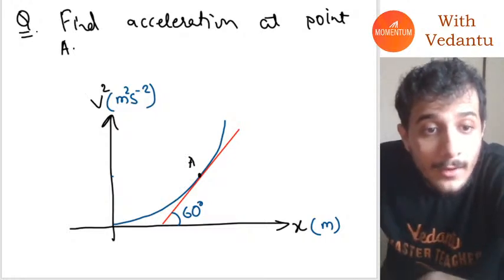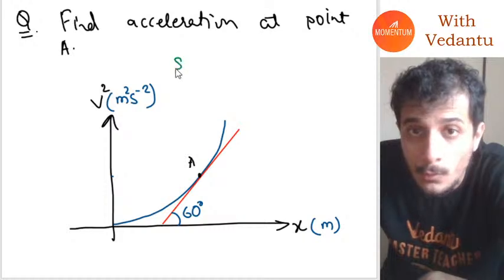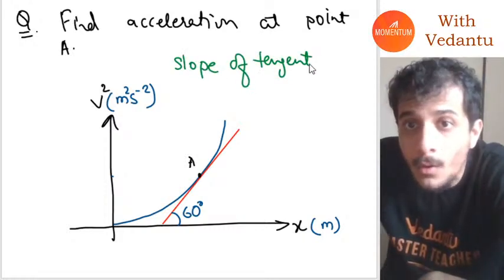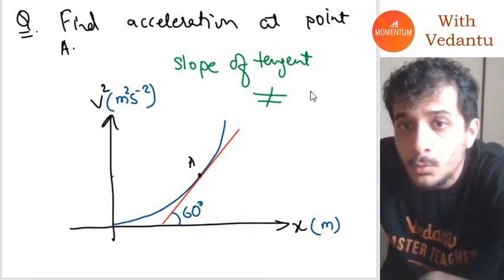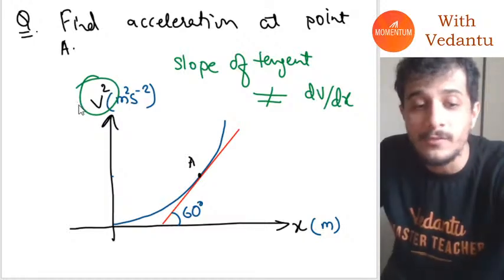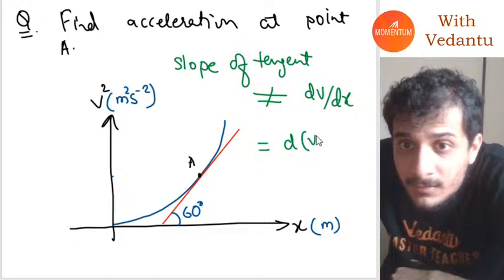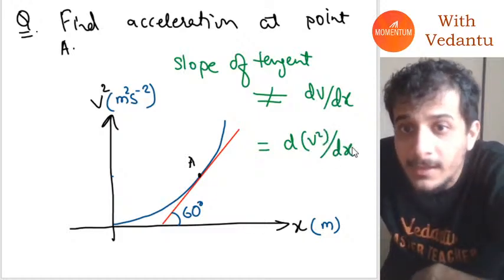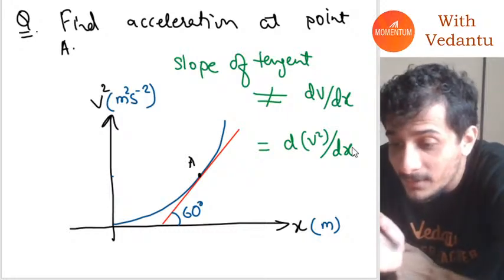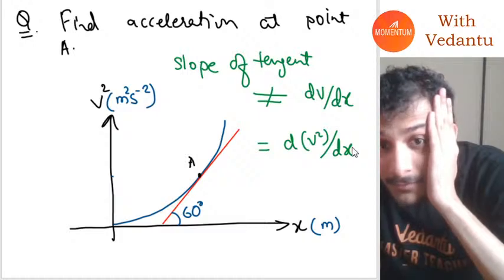See, guys, you have to remember that here the slope of tangent will not be equal to dv by dx, because you don't have v here, you have v square here. Here the slope of tangent will actually be equal to dv square by dx. I hope everybody understood. The slope of tangent is not dv by dx, guys. It's dv square by dx.